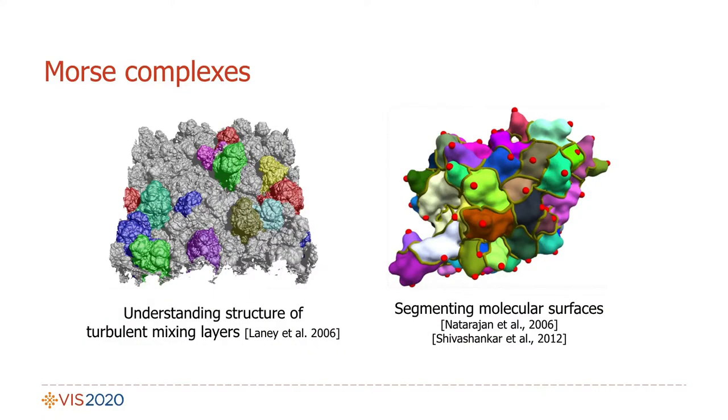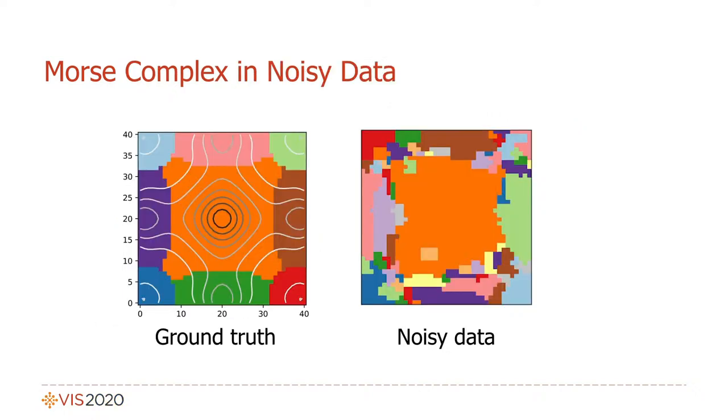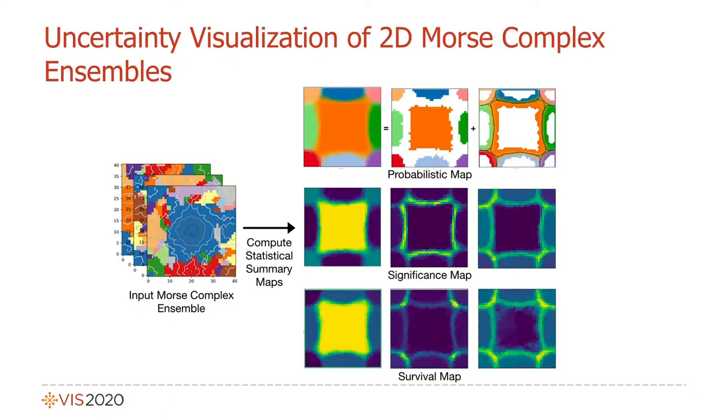Morse-Smale complexes have shown a great utility in understanding the topology of complex scientific datasets. The noise in the scalar field, however, can significantly distort the Morse-Smale complex topology. Hence, we study the extraction of Morse-Smale complexes for ensembles of noisy scalar fields through their uncertainty visualization using our proposed statistical summary maps.